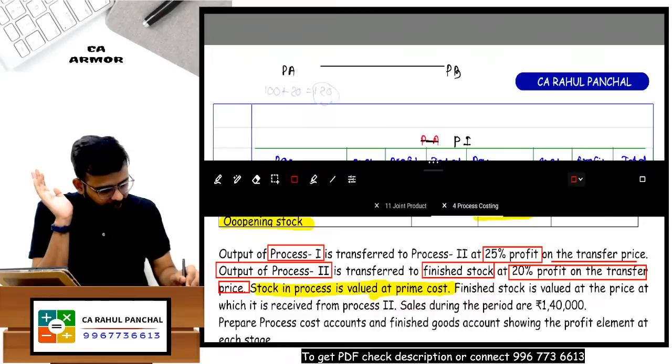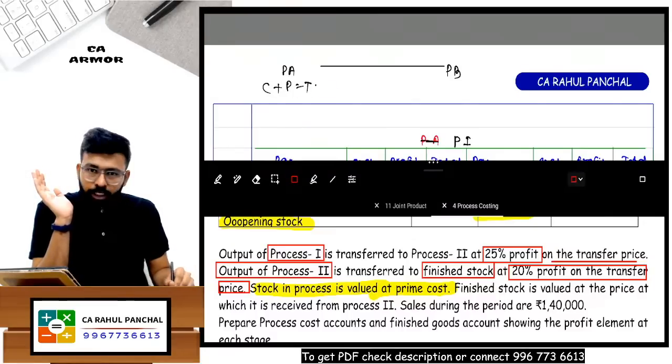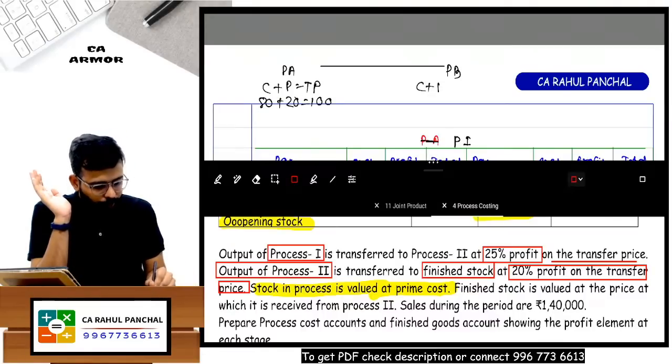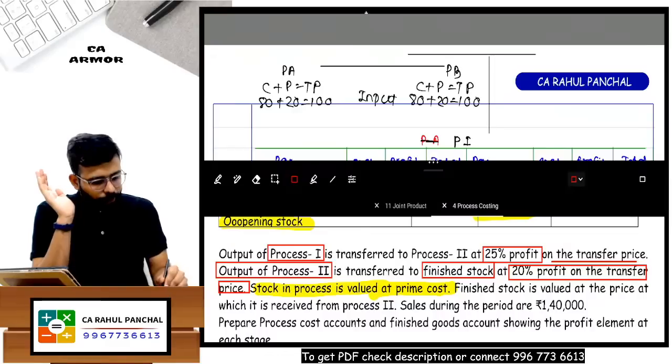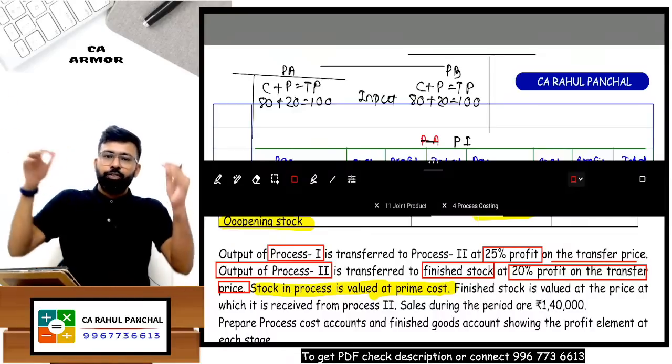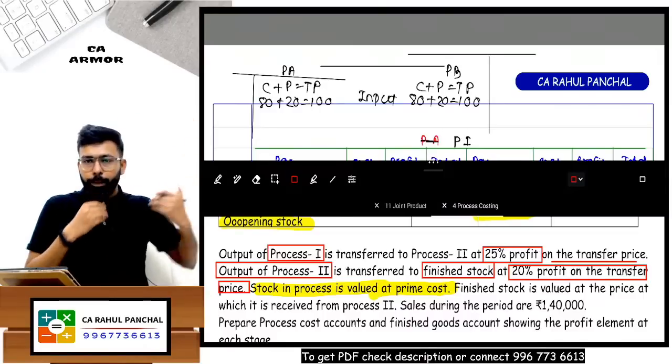Now understand this. Cost column plus profit column is equal to transfer price. So 80 plus 20 is equal to 100. Cost plus profit is equal to transfer price, which is 80 plus 20 equals 100. It is appearing as process 2's input. Let us say this is input. It was appearing on the credit side of the process A account, transferred 80, 20, 100, which is directly appearing on the debit side as an input.